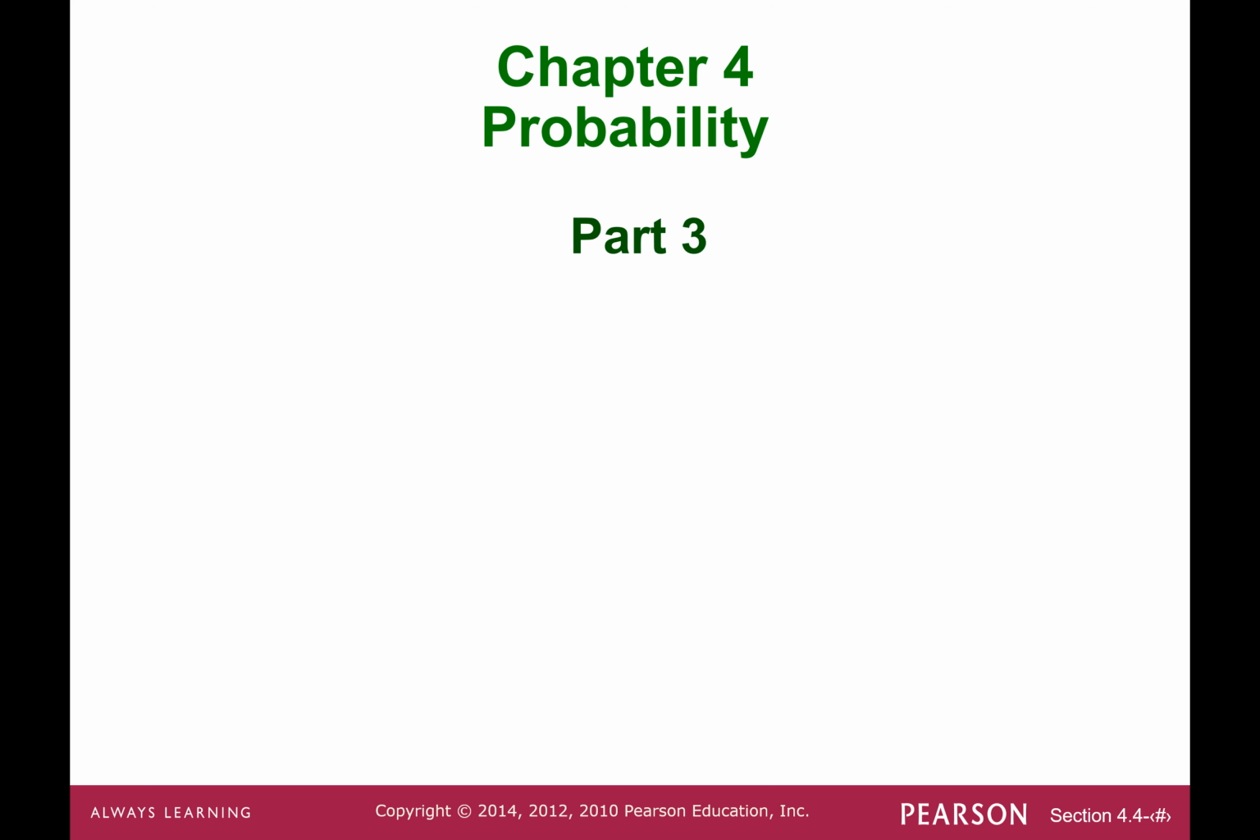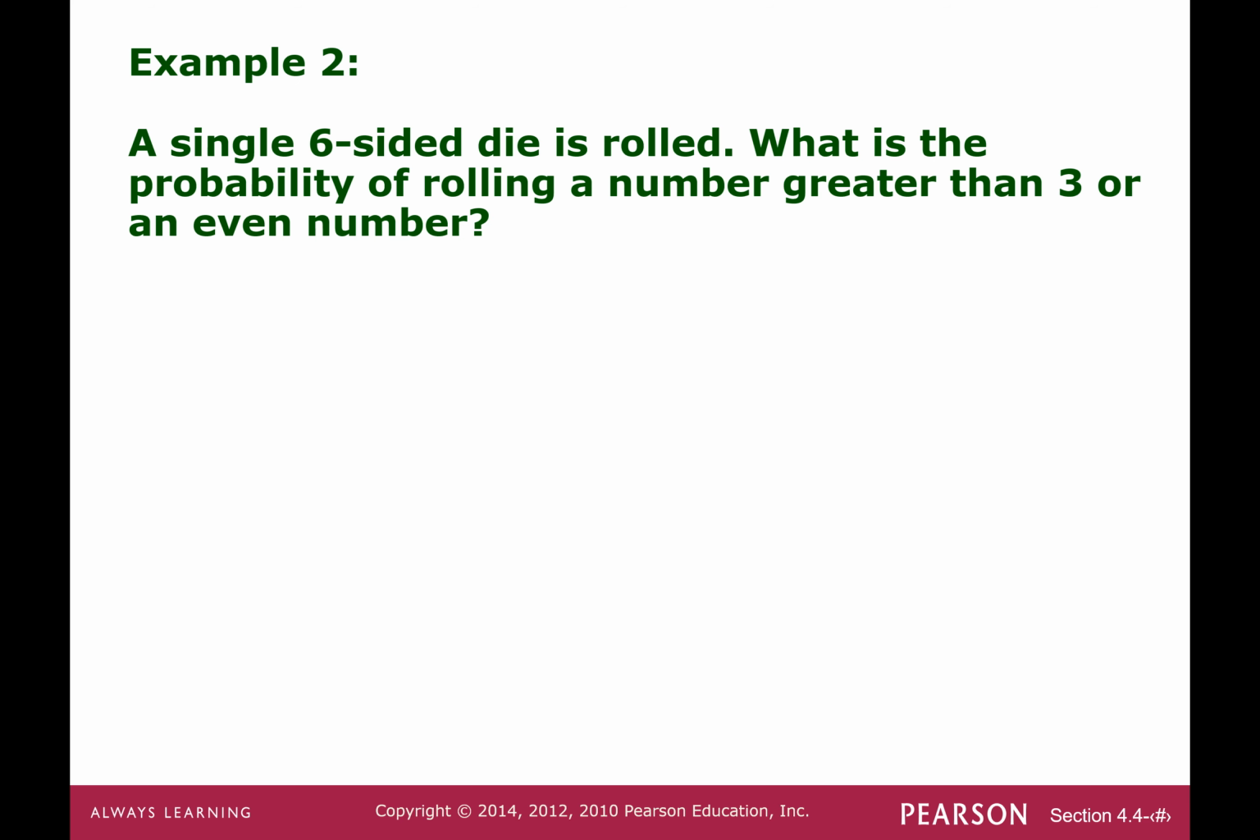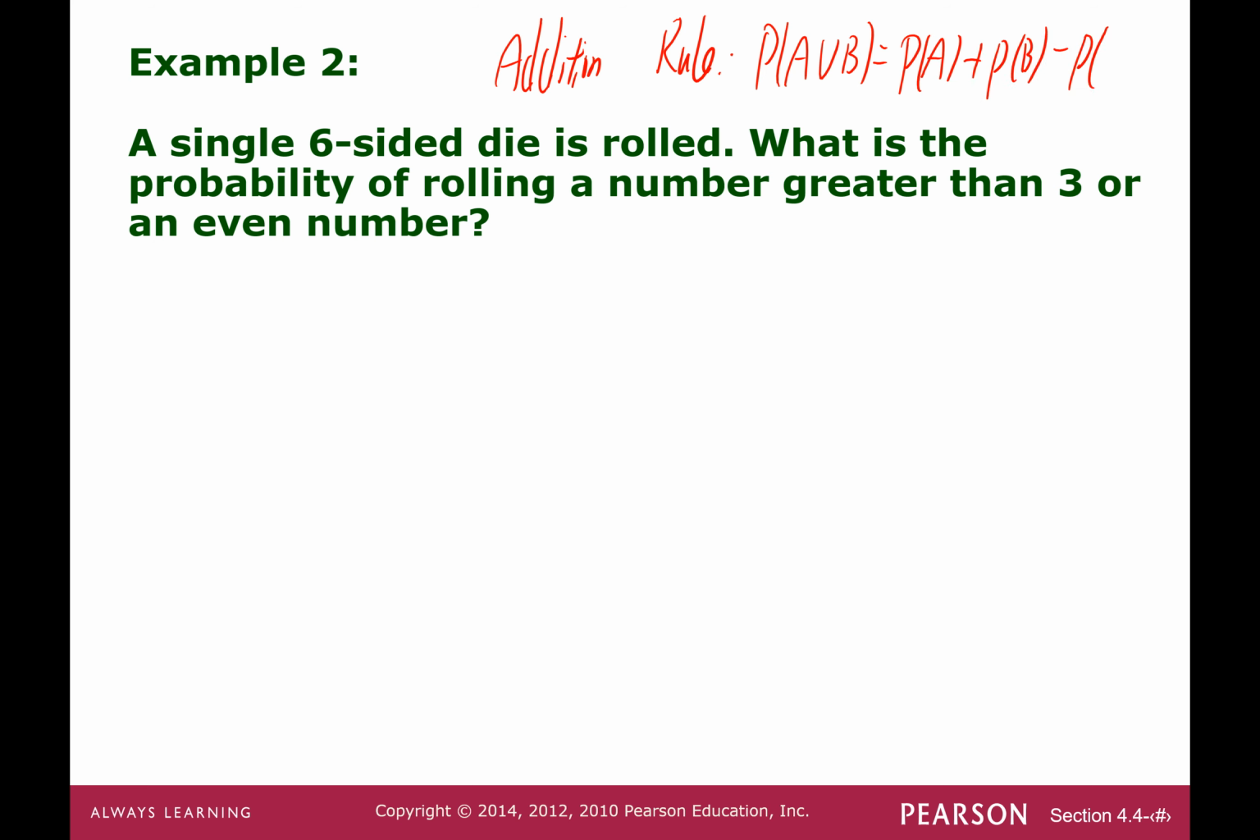Let's continue our chapter on probability. I'm going to concentrate on the multiplication rule. We talked about the addition rule last time, so first of all, let's review a little bit on the addition rule. The addition rule is: probability of A union B equals probability of A plus probability of B minus probability of A intersect B.